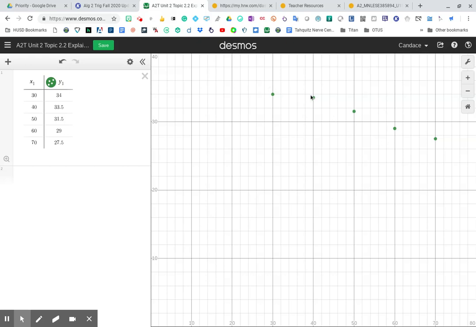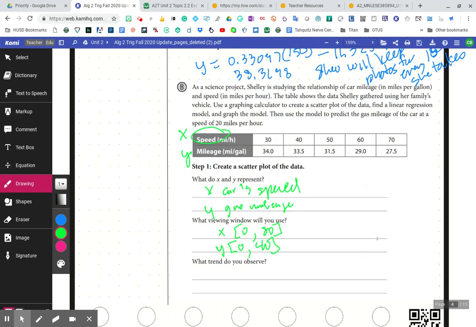And it appears that our data, just looking at the data, not doing anything else with it, looks like they seem to be going in a line, and they look like they're decreasing. So they seem to be linear and decreasing.